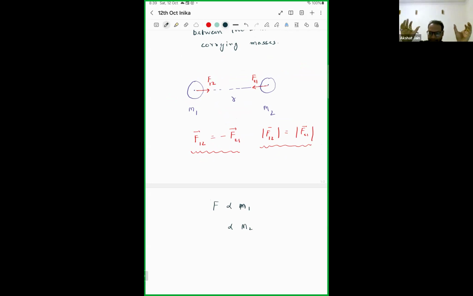If earth being here, sun being here, let's say earth stops moving, what will happen? It will simply go and fall into the sun. But since it is rotating, what is happening? That particular force is acting like a centripetal force, which makes it keep on moving. Otherwise, it would have fallen into the sun, right?